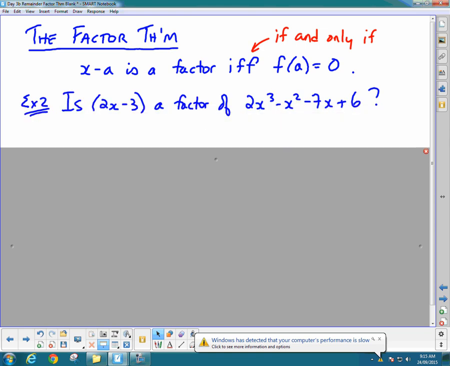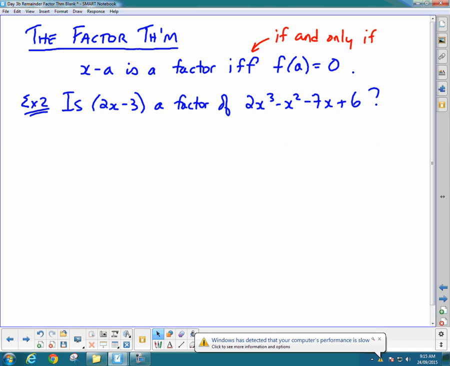So we're going to ask this question and use the factor theorem to find out if a certain factor or a certain binomial is indeed a factor of this polynomial. So we have a nasty divisor here, but we're still going to use the remainder theorem to test the factor theorem.